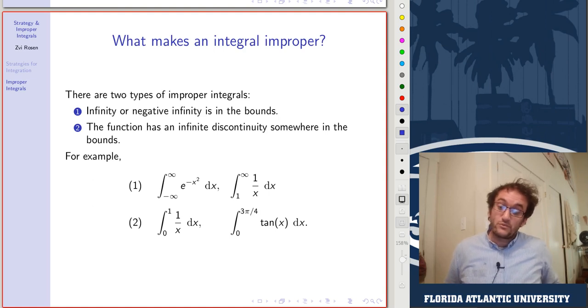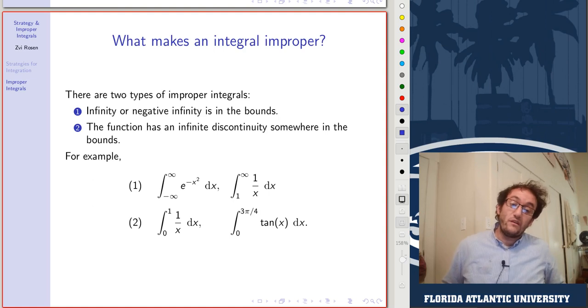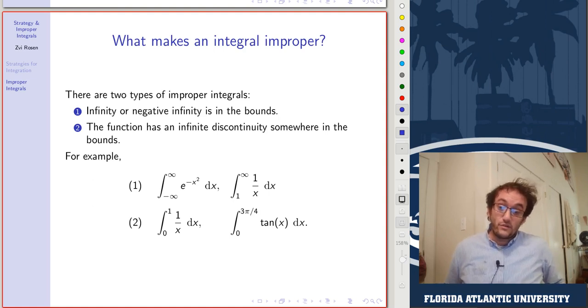For example, this is an example of the first type: the integral from minus infinity to infinity of e to the minus x squared dx. There we have both negative infinity and infinity in the bounds. The integral from 1 to infinity of 1 over x dx is also an improper integral of the first type because we have infinity as the upper bound.